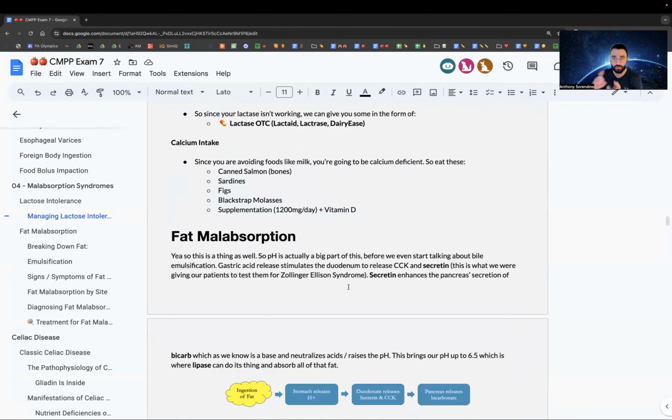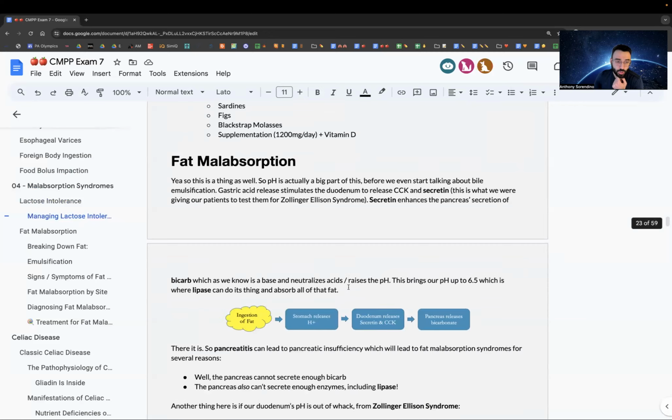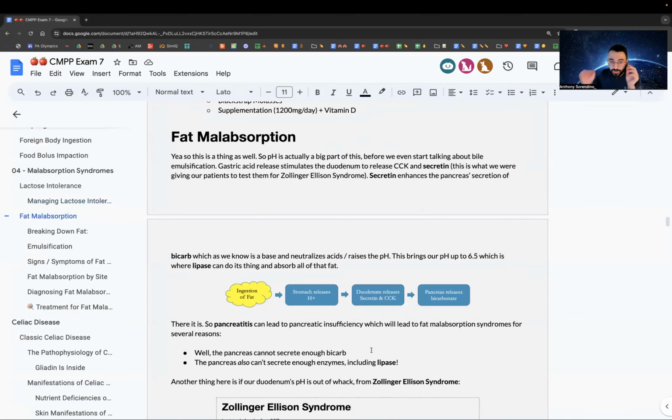So I believe one helps the other get absorbed. Okay, fat malabsorption. So this is a thing as well, and pH is a big part of this, before we even start talking about bile emulsification.